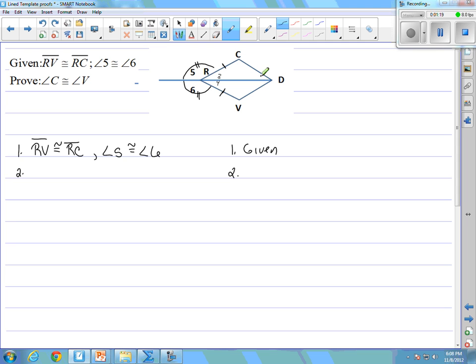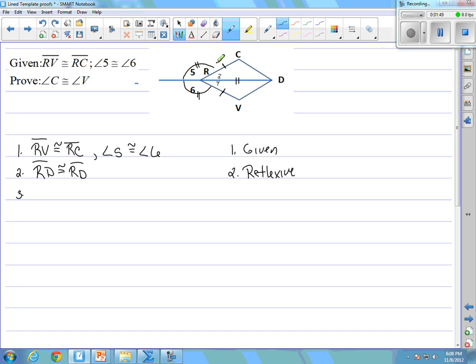We could say that RD is congruent to RD because that segment's in both triangles. Maybe we'll go ahead and do that. RD is congruent to RD. And that's the reflexive property. But because that statement has no bearing on angle 5, angle 6, angle 3, and angle 4, and what we're about to do with those, this statement could come now, or it could come after what we're about to do. Okay.